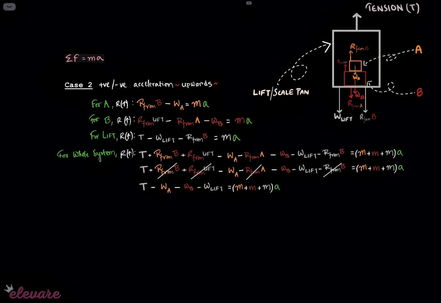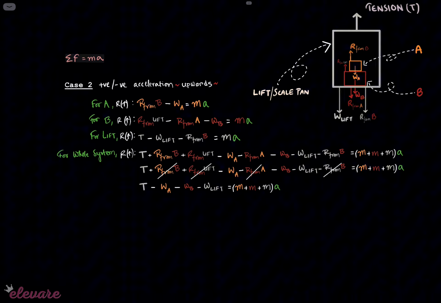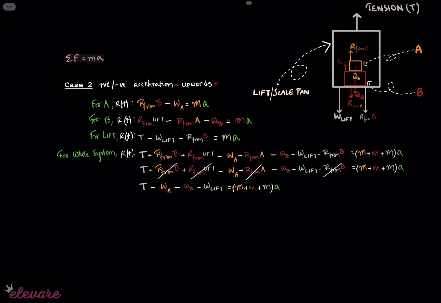If we do that, the mass that we take in this equation is, of course, going to be the mass of the whole system, which is why you can see that I've added 3 m's here. I've color coded them as well, so you know the mass of A, B, and the lift. Then again, we can cancel out the reaction forces that are equal, and we're left with tension minus the weight minus weight minus weight equal to the 3 masses multiplied by the acceleration. Quite easy. You don't have to memorize this formula. It all should make sense.